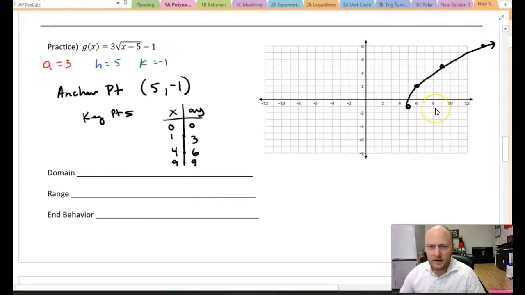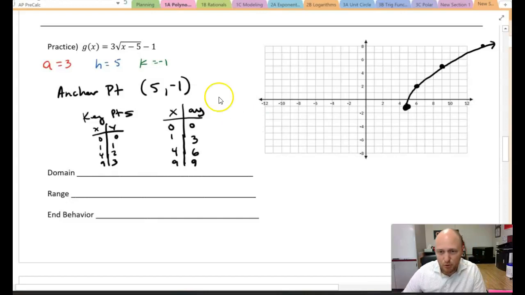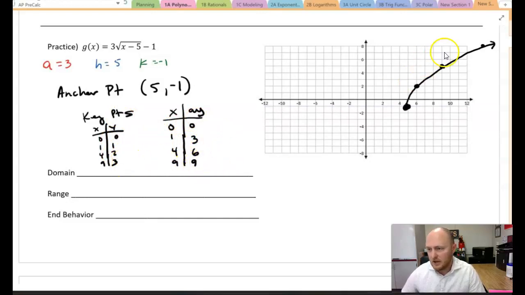All right, hopefully you were able to identify your parameters: a is 3, h is 5, k is -1. You're going to go right 5 and then down 1. So here is your anchor point or your endpoint. Remember, it's just h, comma, k. And then your other points come from taking your key points. Remember your key points, x, comma, y: 0, 0; 1, 1; 4, 2; 9, 3. And you're just multiplying these y values times a. So 1 times 3, 2 times 3, 3 times 3, and we did have one point go off the graph.